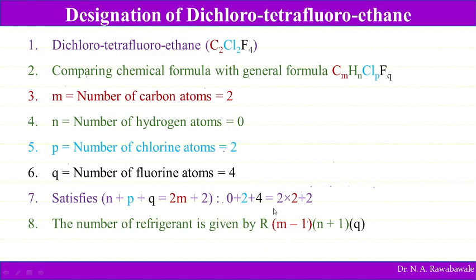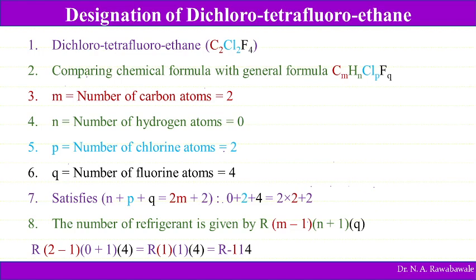Now the m value we know, that is 2, so 2 minus 1 is 1. n plus 1: the n value is 0, so 0 plus 1 is 1. And the q value is 4. That means 1, 1, 4. Here 2 is nothing but the value of m. So R, 2 minus 1 becomes 1, 0 plus 1 becomes 1, and 4 stays 4 as it is. So that is R114. It is designated as R114. This is how refrigerants are designated at the international level using this system.